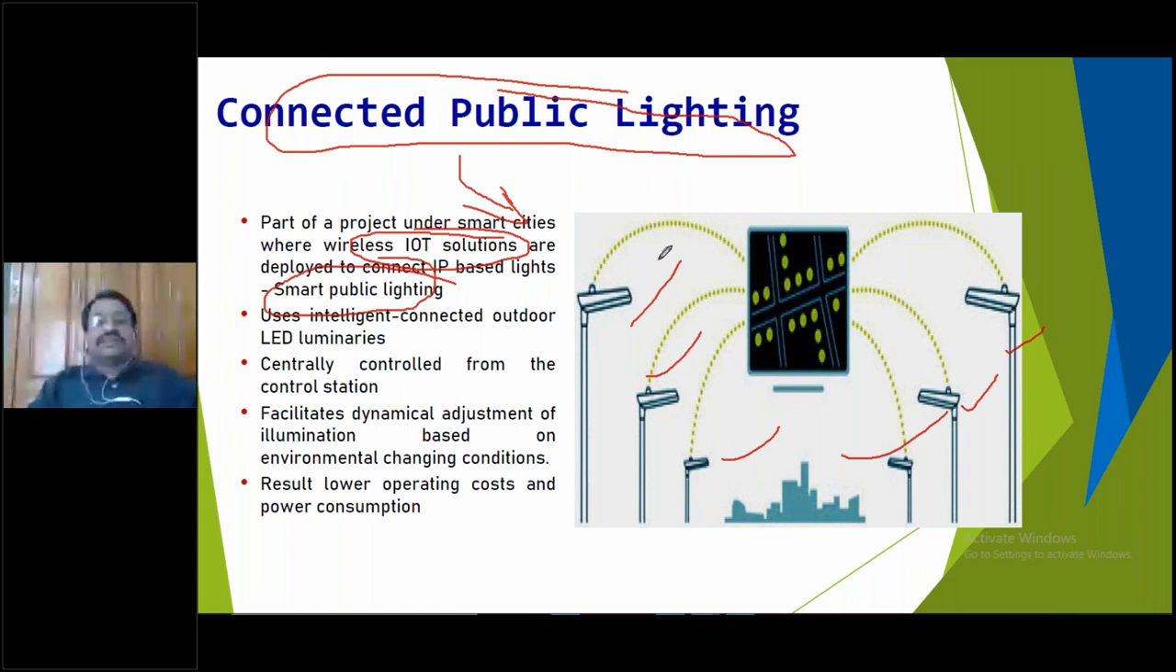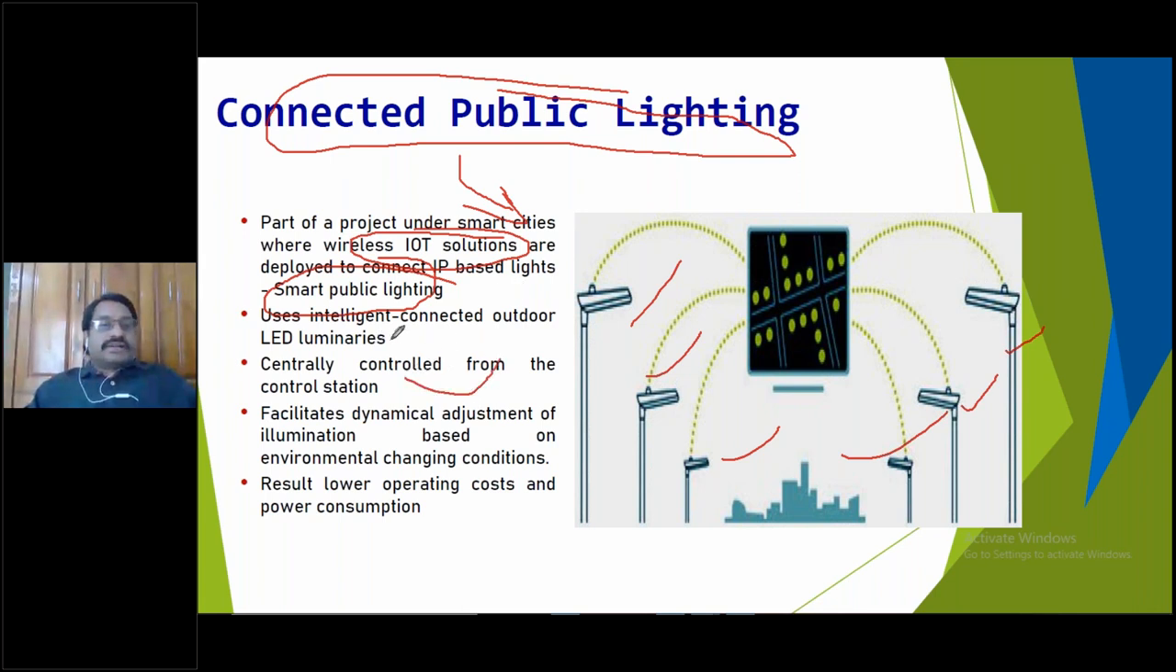Beyond that automatic street lighting, which was Bluetooth based or microcontroller based, we were thinking of intensity control, illumination control or brightness control, to save energy, to reduce carbon emission or improve carbon credits. This is what we thought of, but now it is possible with the help of IoT solutions deployed to connect the IP-based lights.